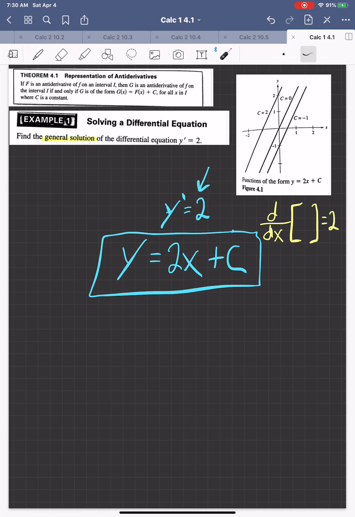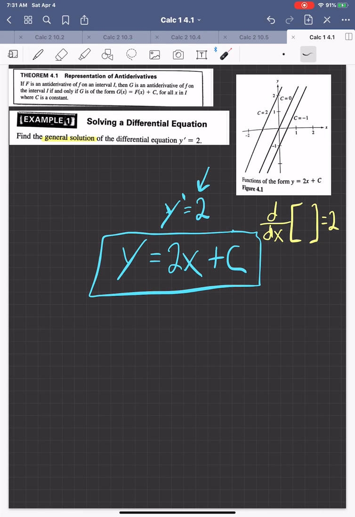And now the geometry of what that plus c means. So look, do you see all these lines running parallel to each other? Each of those represents a different value of c. C is 0, C is 2, C is negative 1. Since we don't know the value of C yet, then we have a whole family of potential curves. Each of these is 2x plus some constant.